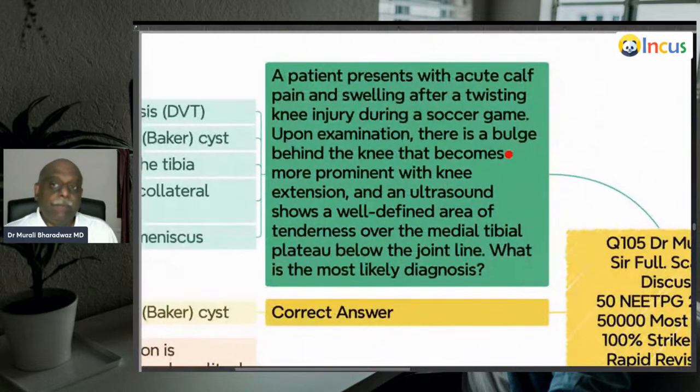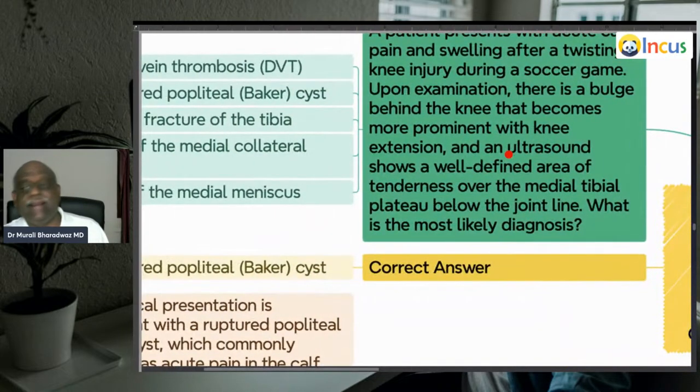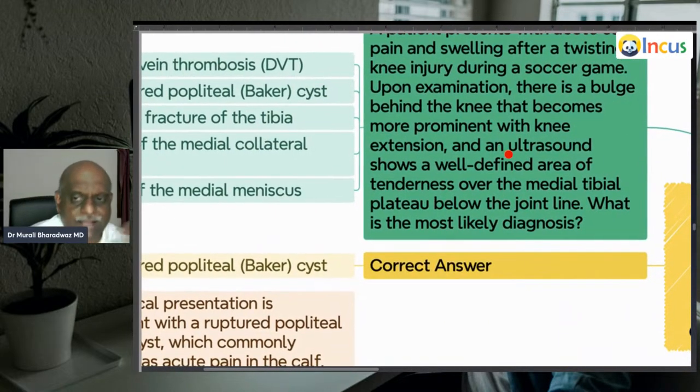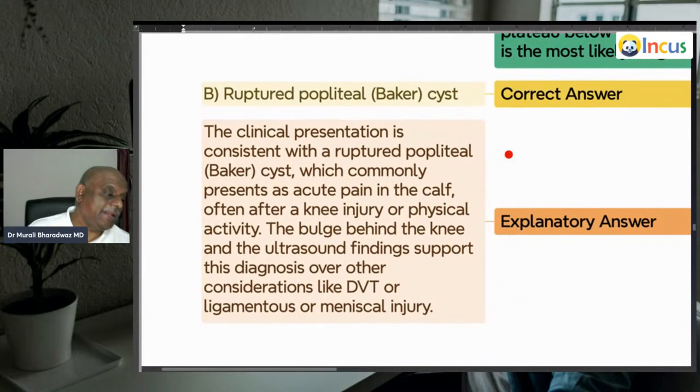A patient has acute pain and swelling in the knee after a twisting injury during a soccer game. Ultrasound shows a well-defined area and tenderness in the medial tibial plateau below the joint line. It is a ruptured popliteal Baker's cyst, is what you need to remember.